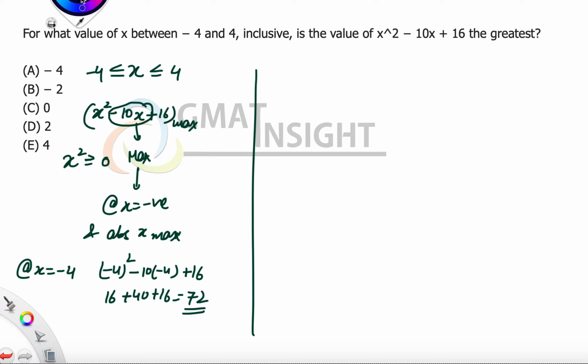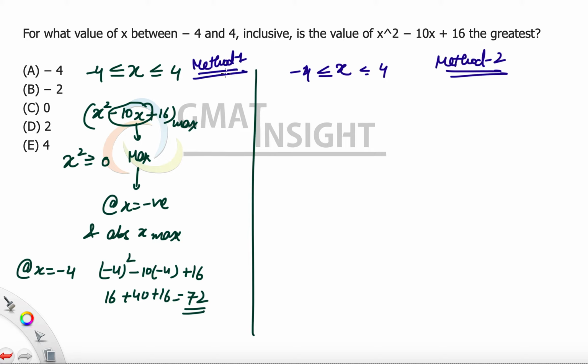Let's quickly understand how else we can answer this question. Now, knowing the fact that we have the value of x between -4 and +4, let me call it method 2. This is a different method, and this was method 1. Using method 1, we already arrived that the value of x should be -4 to maximize it, and the answer is option A. However, method 2 says that we have to maximize the value of this expression x squared minus 10x plus 16.